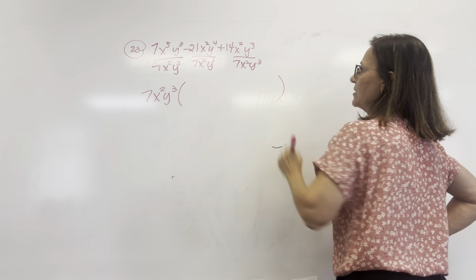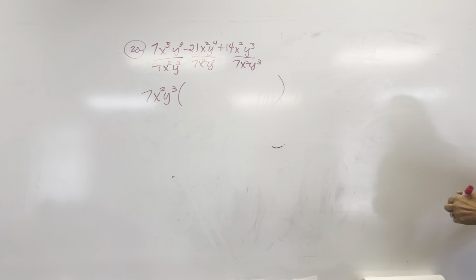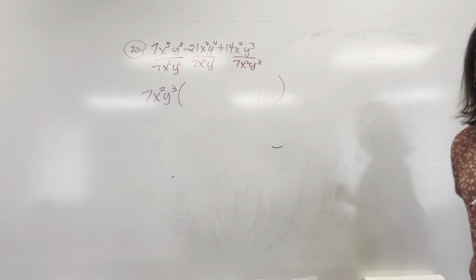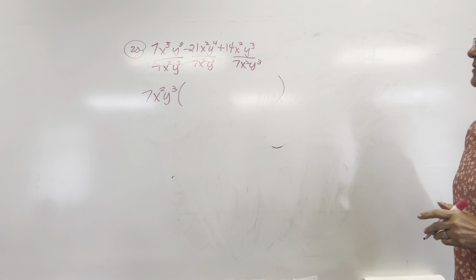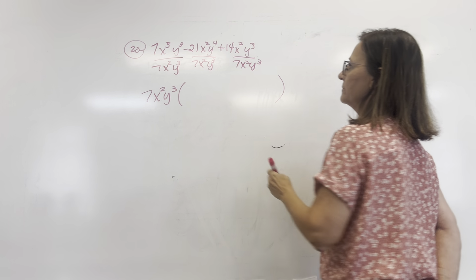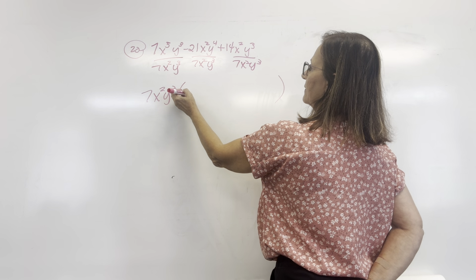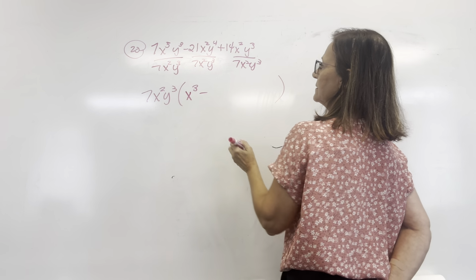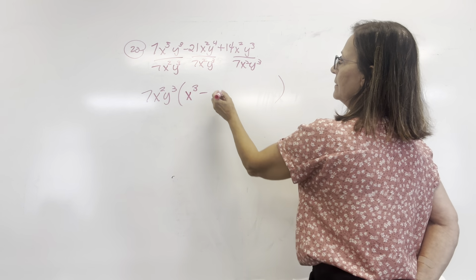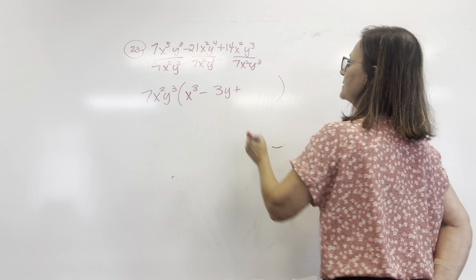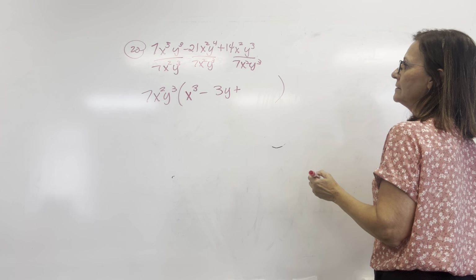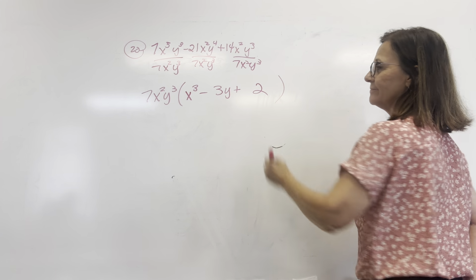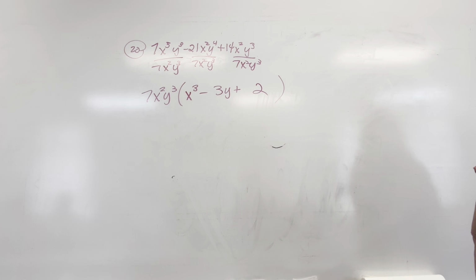I'm going to have 3 terms in the middle because I started with 3 terms. And what am I left in the first term? X cubed minus 3y plus 2. Are y'all getting this?